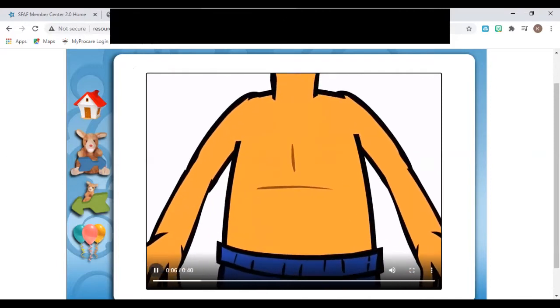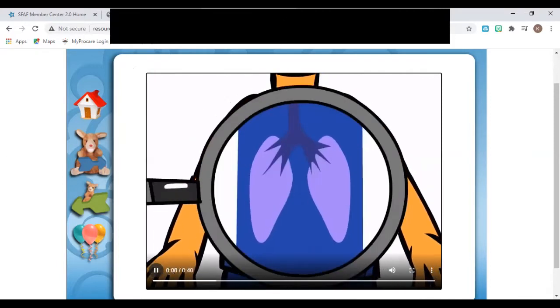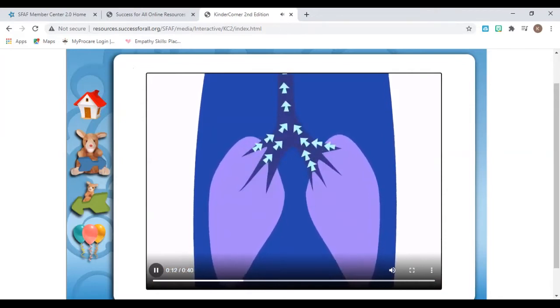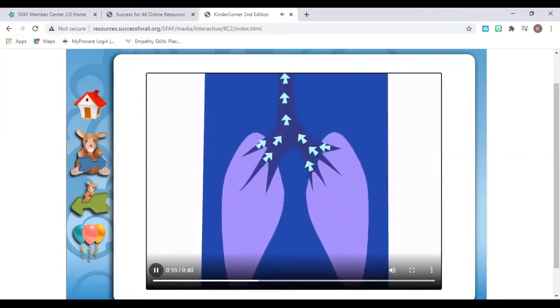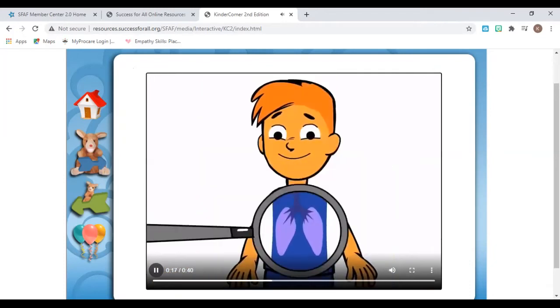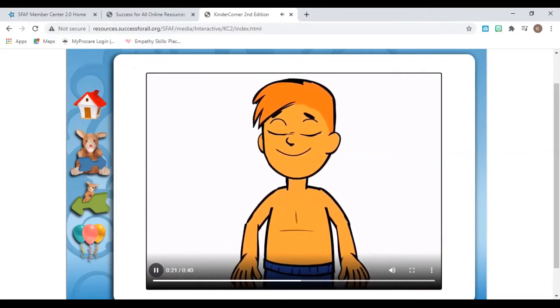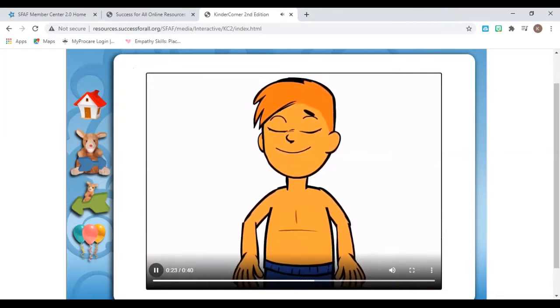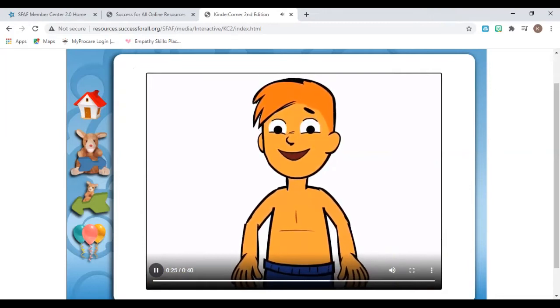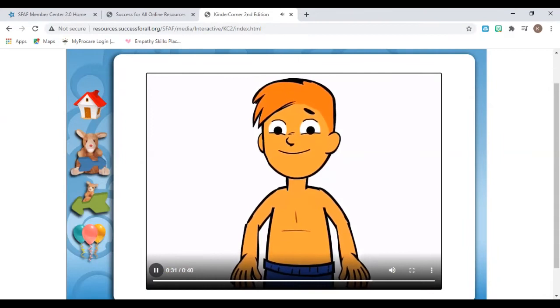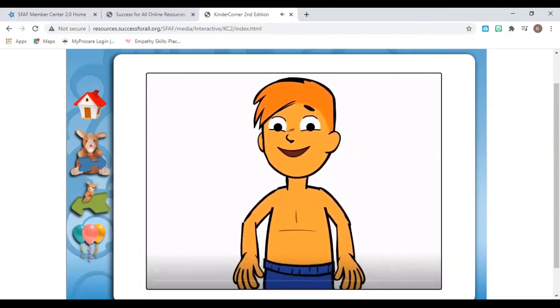Breathe. When we breathe, we take air into our lungs and then we let it out again. We do this because there's oxygen in the air that our bodies need to live. Jason takes a deep breath in through his nose. Then he breathes all that air out through his mouth. Boy, Jason is really good at breathing.